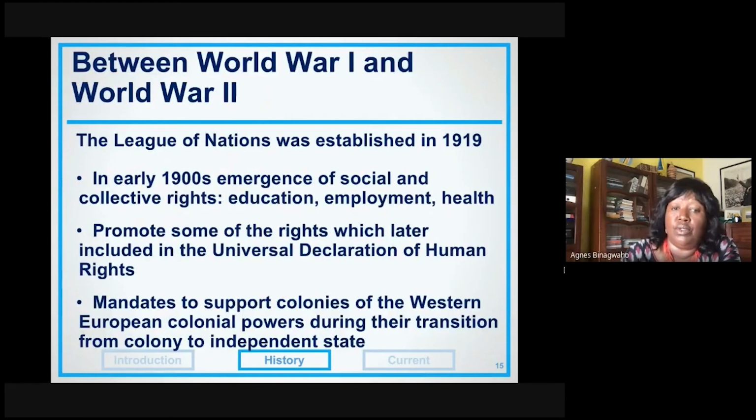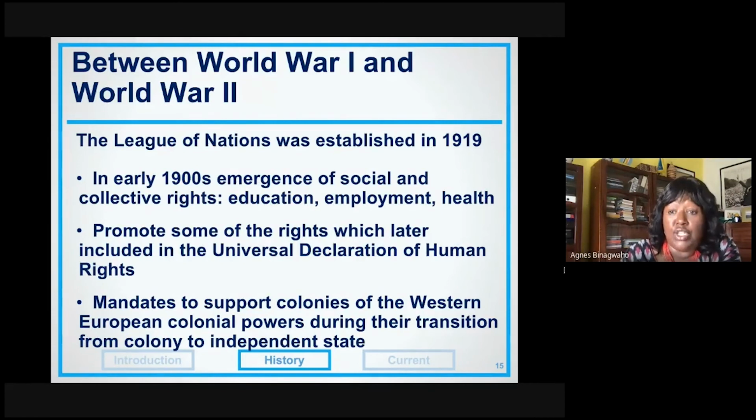Between the World War I and the World War II, it is important to know that in the beginning of the 1900s, there was an emergence of a movement of social and collective rights. The people that were excluded started to say they were entitled to self-determination, education, employment, welfare, and public health.